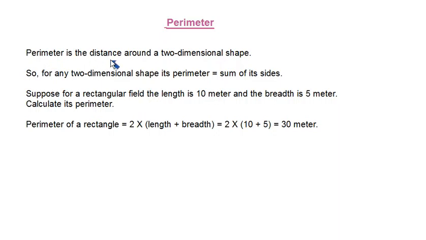So perimeter is the distance around a two-dimensional shape. For any two-dimensional shape, its perimeter is equal to the sum of its sides.